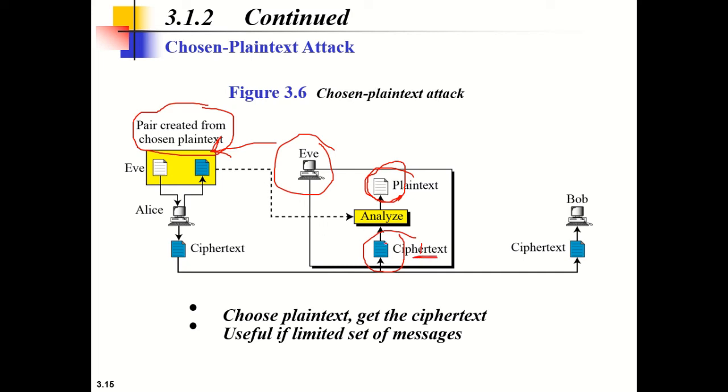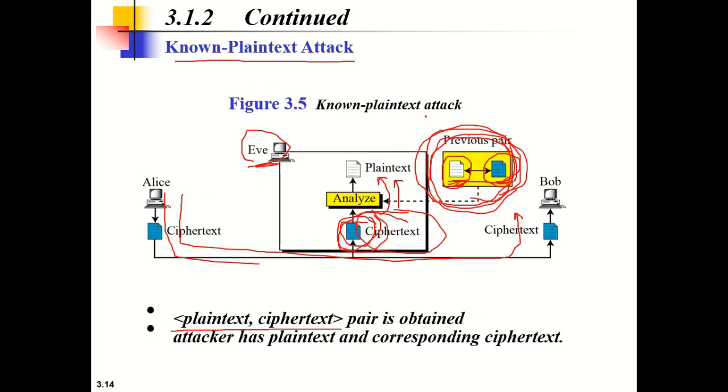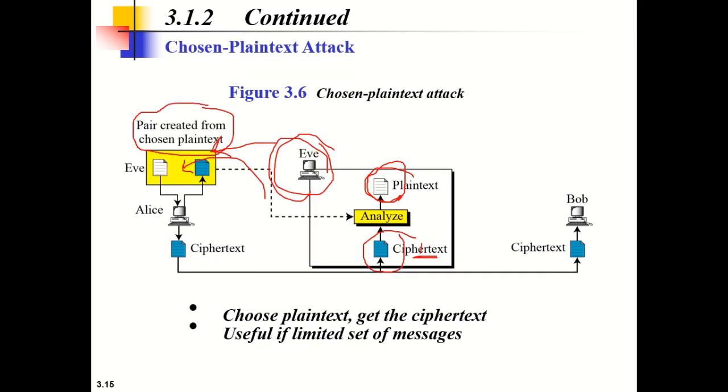So the difference is, here Eve has access to the system of Alice, but in the previous kind of attack, Eve does not have access to the system of Alice but has some previously sent messages. Now this is the chosen plain text attack. This will be useful if some limited set of messages are sent from Alice to Bob.